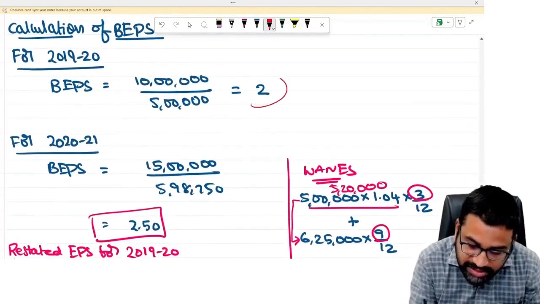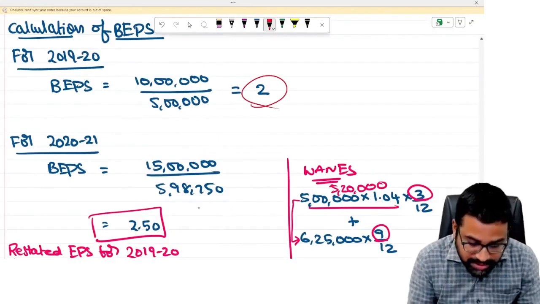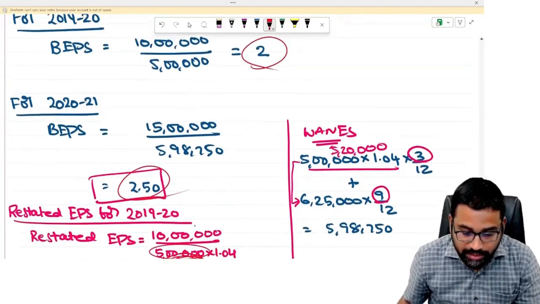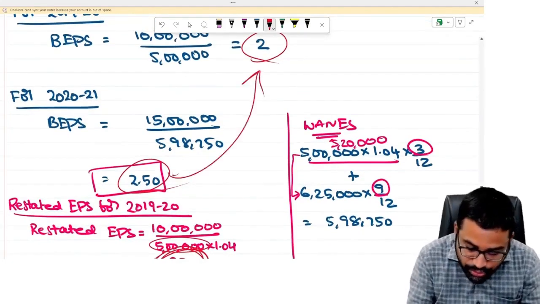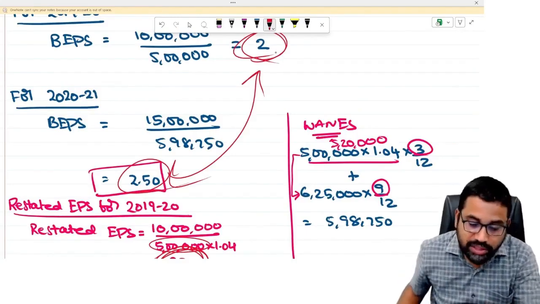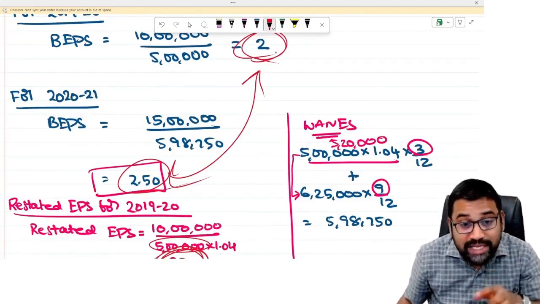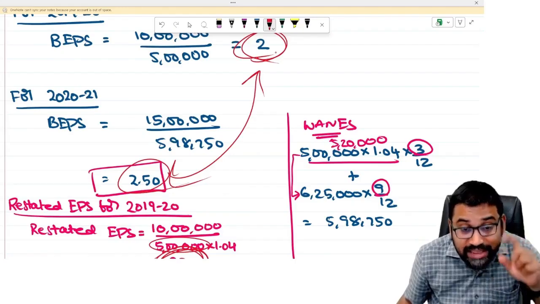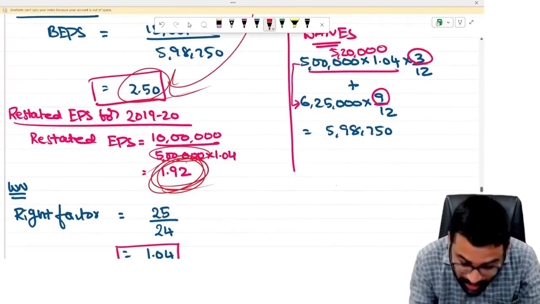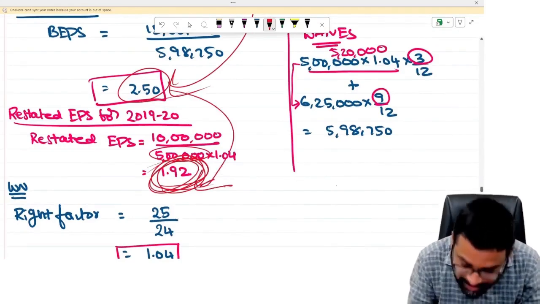See here, suppose last year EPS 2, normal EPS, current year EPS 2.5. Current year there is a rights issue, 2.5. But shall we compare these two? No, answer is no. See, this is last year unaffected EPS. Now suppose the rights issue is there in the beginning of the last year, and there is a bonus element also, then your EPS is 1.92 only. Now we need to compare these two.